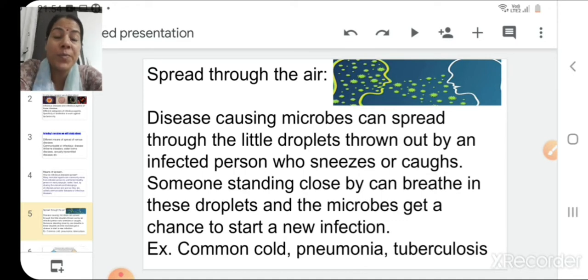There is another mode of transmission of these diseases, and this mode is through air. Disease causing microbes can spread through the little droplets which are thrown out by an infected person in the form of coughing or sneezing into the air. If a healthy person is standing close to that infected person, and is breathing in the same air, the droplets which came out from the infected person will enter the respiratory system of the healthy person, and the microbe will get entry to start a new cycle of infection in a healthy person. This is how spread of these microbes takes place through air.